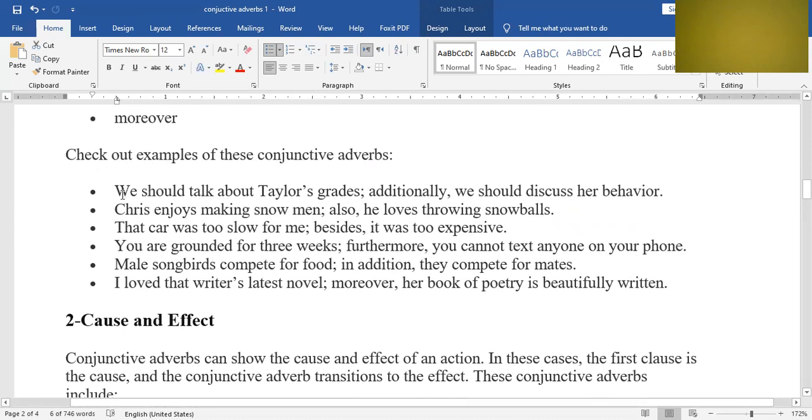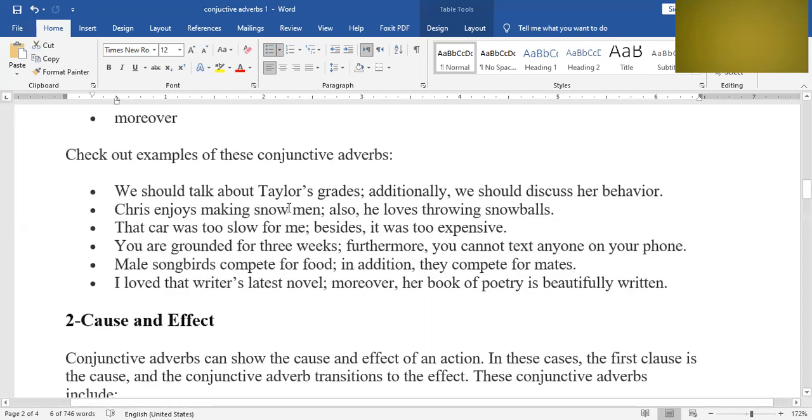In context, we say, we should talk about Tyler's grade. It's an independent idea. We should talk about Tyler's grade. We don't need any other information to complete the meaning. It's independent. Okay. Additionally, I add more information to what we will do. We should discuss their behavior. Okay. We should discuss Tyler's behavior. It's an independent idea, but the two ideas are joined together with additionally.